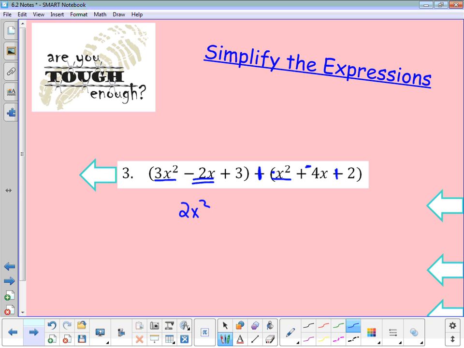There I have a negative 2x. There I have a negative 4x. That's going to be negative 6x. There I have a positive 3 constant. There I have a positive 2 constant. Adding those together, I get a 5.